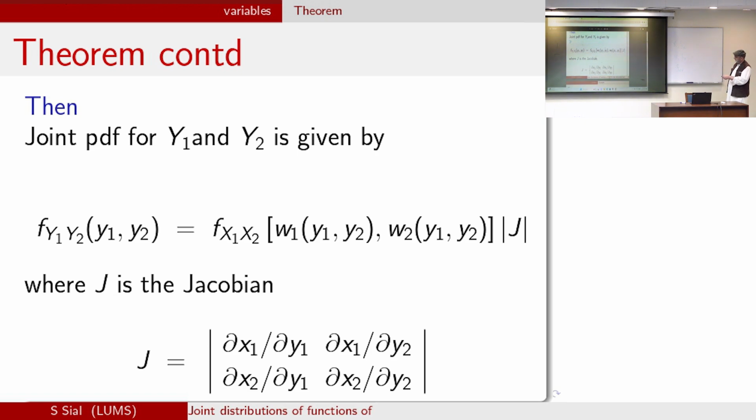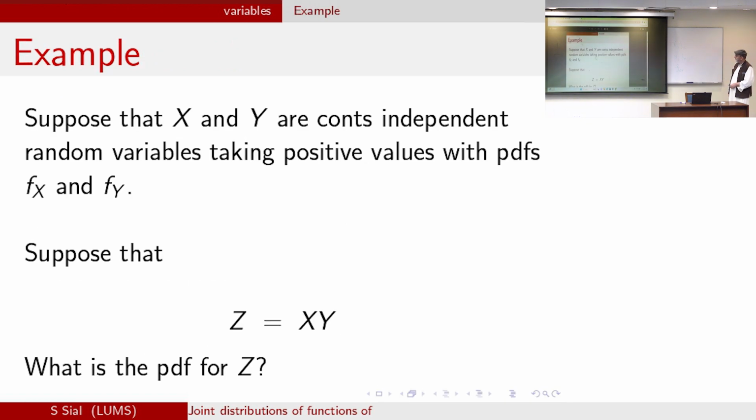And now the difference from the previous formula is that I have to multiply by the absolute value of the Jacobian. And here the Jacobian is a determinant, right? Its entries are the partial of x1 with respect to y1, the partial of x1 with respect to y2, the partial of x2 with respect to y1, and the partial of x2 with respect to y2. So you calculate this determinant, that's the Jacobian, then you take the absolute value and you multiply that together.